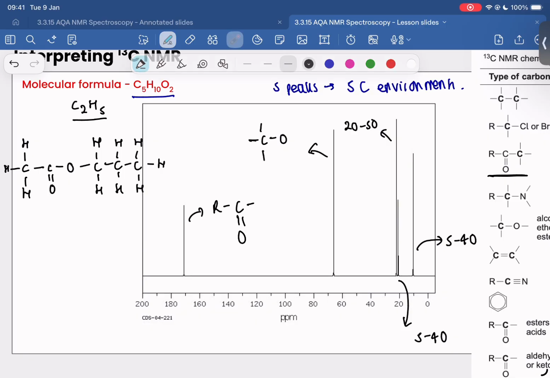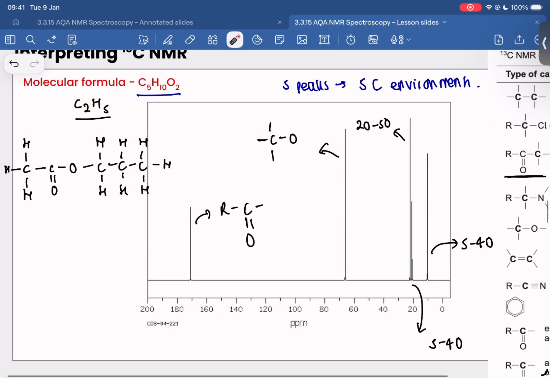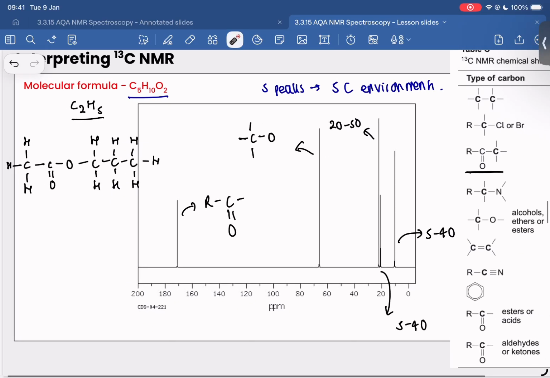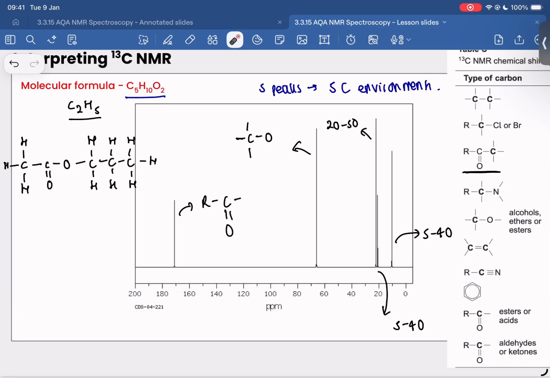So that's basically me just using what I know, that there's going to be this carbonyl group and this C single bond O group, and just putting them into a structure. And let me just count the number of environments. There's 1 environment here, 1 environment here, 1 environment there, 1 environment there, and 1 environment there. So there's 5 different environments, and they meet the criteria of the molecular formula, because we've got 10 hydrogen atoms, 5 carbon atoms, and 2 oxygen atoms.